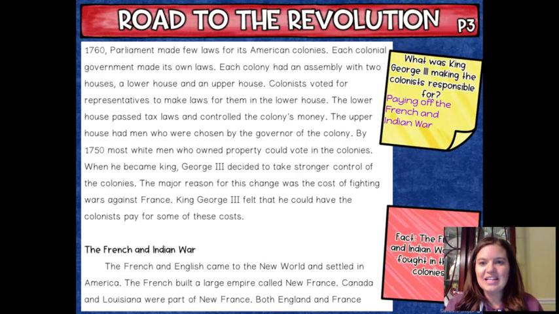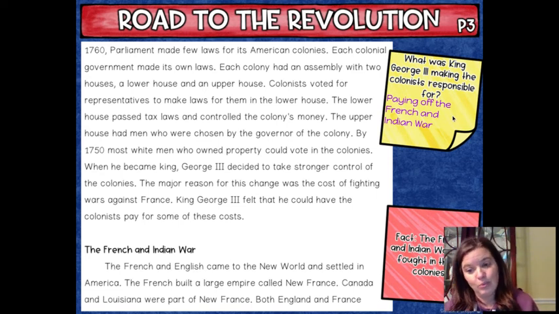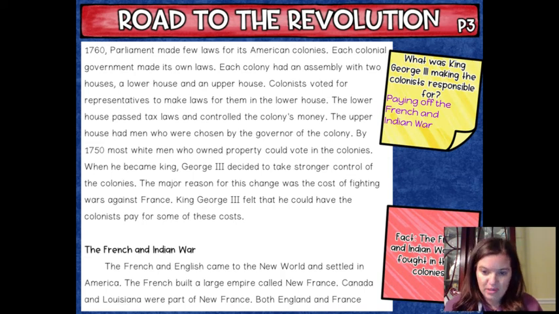The third slide. What was King George III making the colonists responsible for? I had a lot of students right here write what he was responsible for. That's not what the question is. It's asking what was he making the colonists responsible for? He was making them responsible for paying off the French and Indian War. England racked up a huge bill of costs that they had to pay back. They had a huge debt after the French and Indian War.